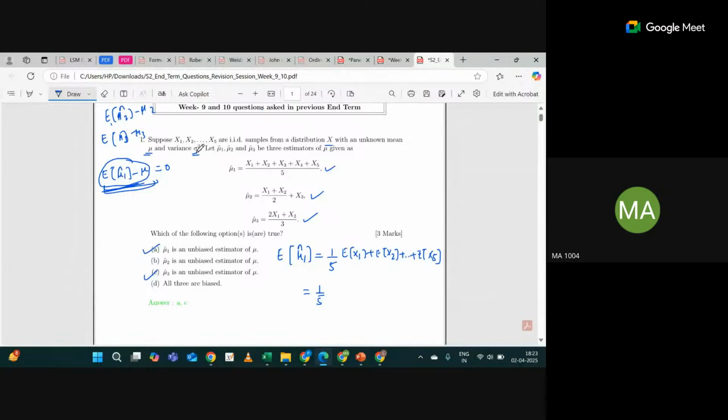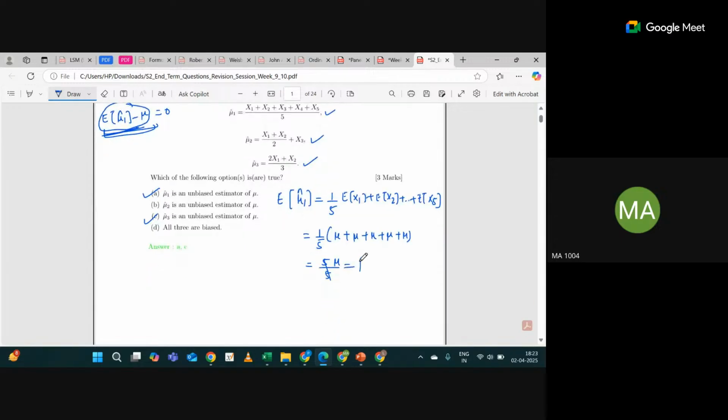And this is nothing but 1 upon 5. What is the expectation of each xi? This is mu only. Mu plus mu plus mu plus mu plus mu, 5 times. So it will be 5 mu divided by 5. The 5 is going to cancel. It is mu only. So we got expected value of mu1 hat is nothing but mu. So this means option A is correct. Mu1 hat is an unbiased estimator, right? So this is the same as expected value of mu1 hat minus mu is 0.